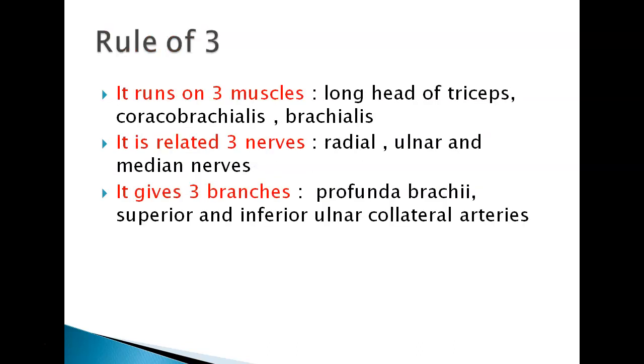There is a rule of 3 in respect of brachial artery, that is, it lies on 3 muscles, that is, long head of triceps, coracobrachialis, and brachialis. Then it is related to 3 nerves, and the nerves are radial nerve, ulnar nerve, and median nerve. It also gives 3 branches, and the branches are profunda brachii, the largest branch, then superior and inferior ulnar collateral arteries.